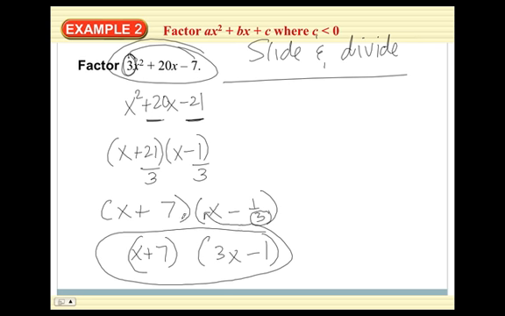Now the only way I wouldn't use this thing is if I told you to factor this. Because when I multiply A times C, that's like factoring. Now I got to factor 300. You know what I mean? I don't want to do that. So the only way I use slide and divide is usually if these two numbers are fairly small. You know what I mean? When they start getting big, I don't use slide and divide. It just takes too long.